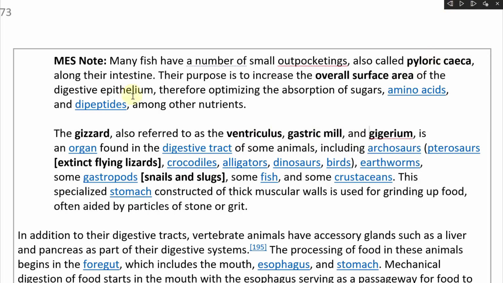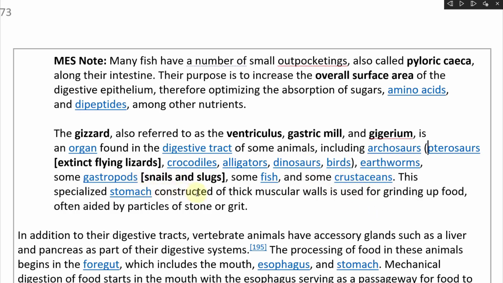Gizzard. The gizzard is an organ found in the digestive tract of some animals, including archosaurs, the reptiles, which is this pterosaurs. See this? Pterosaur, or pterosaurs, extinct flying lizards, crocodiles, alligators, dinosaurs, birds, etc., and earthworms. Some gastropods, which are basically snails and slugs. Some fish and some crustaceans. Yeah, the crustaceans, the ones I mentioned earlier, were crabs, etc. Yeah, lobsters, shrimp, and so on.